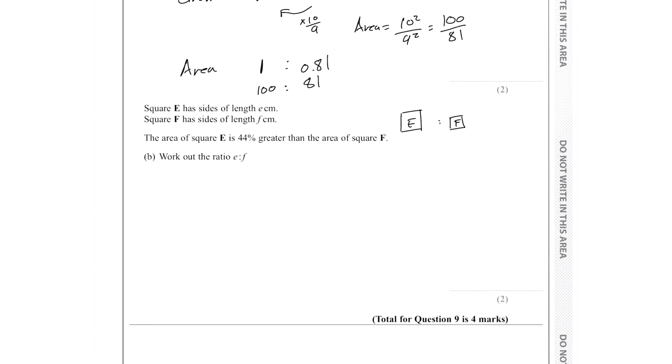So that becomes 144% because percentages have 100. So if this is 1, this is 1.44. If you talk in terms of decimals, which you can then write as 144 to 100 if you times each side by 100. And that's where that came from. Remember, percentage is always out of 100. So it's 44% greater, so it's going to be 144%.